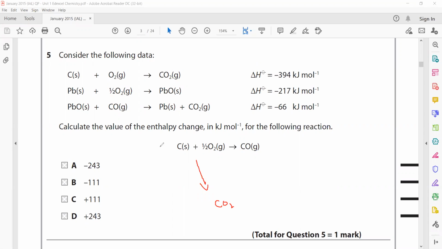Or if we have lead reacting with oxygen, it might form lead oxide. And lead oxide reacted with carbon monoxide, what can it form? It can form lead and carbon dioxide. So according to Hess's law, where the two arrows are pointing out, that is the start of the cycle.